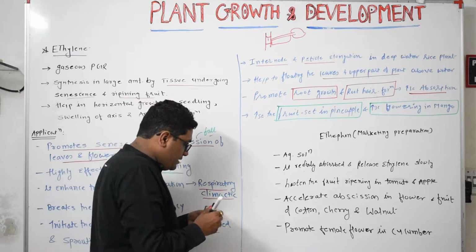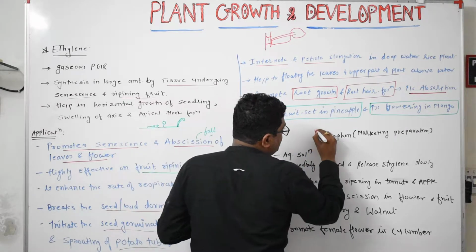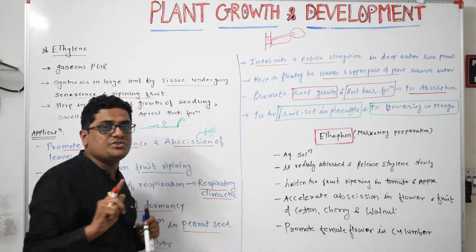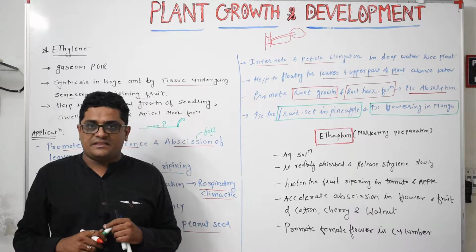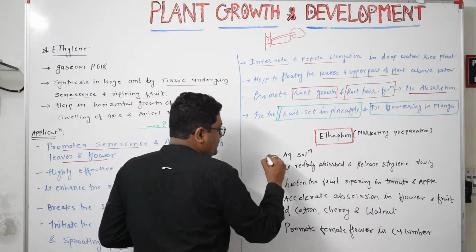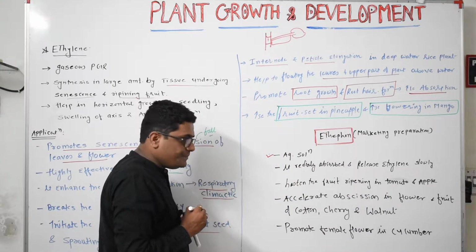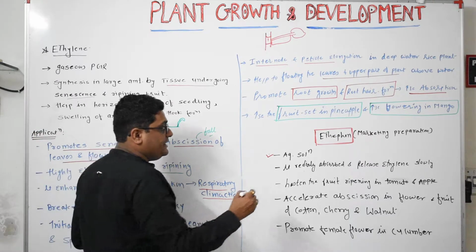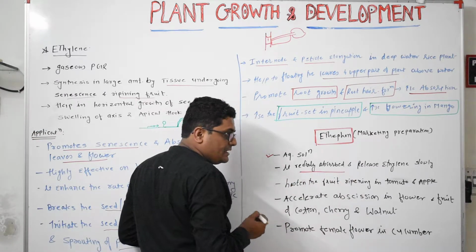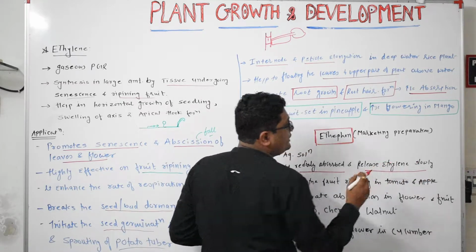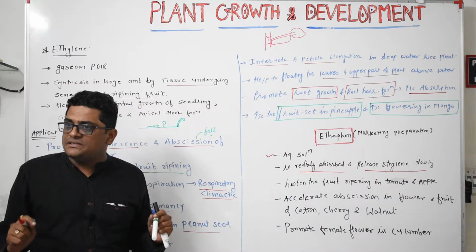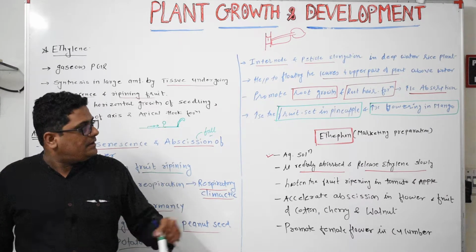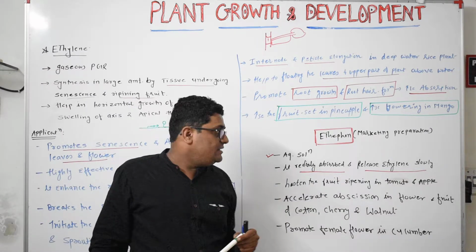Now one more important thing, that is ethaphone. Ethaphone is actually a marketed preparation which has a similar activity to ethylene. This ethaphone is always available in an aqueous solution. When we spray the ethaphone on the plant, it is readily absorbed by the plant, and the plant releases the ethylene slowly.